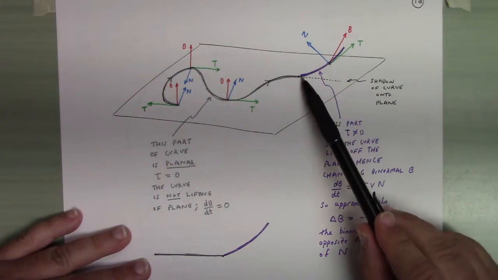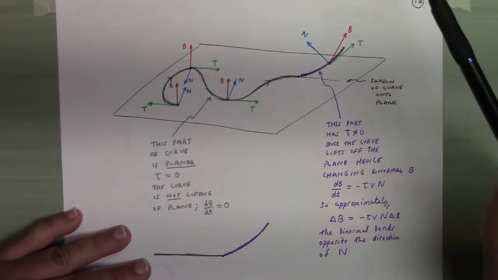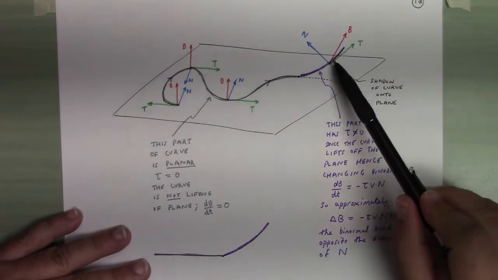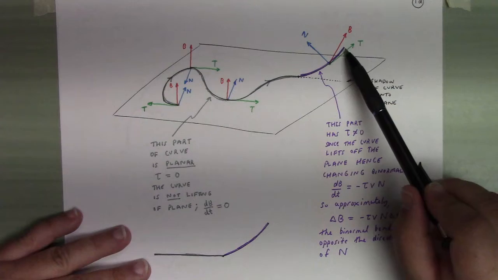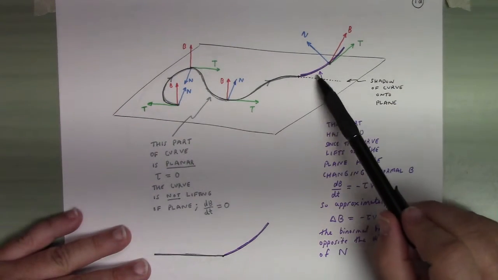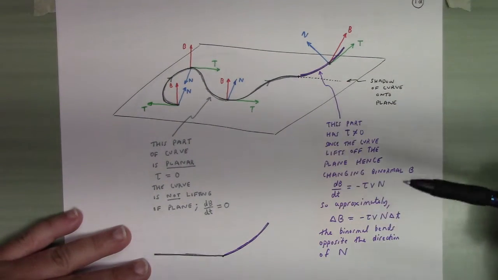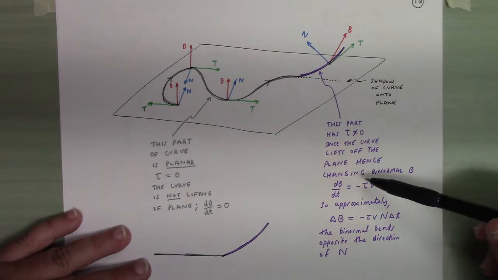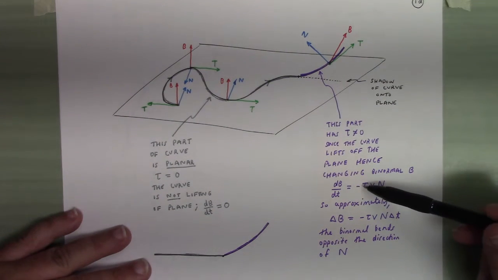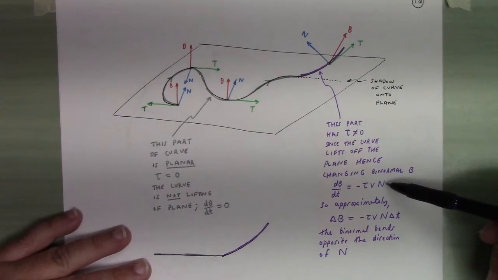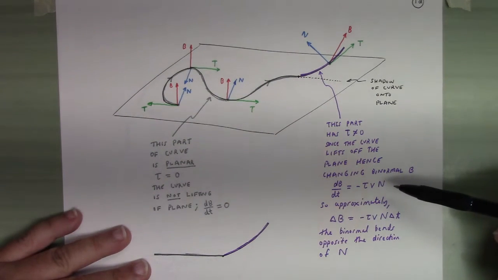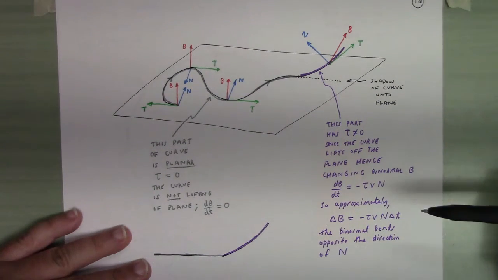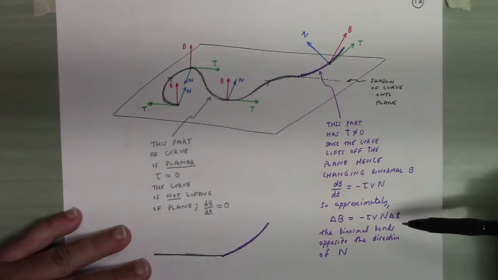So on the other hand, in this part, I let the curve lift up off the plane. At that point, the purple part of the curve and the transition into the purple part of the curve, where it's lifting, there the torsion's non-zero. And this Frenet equation says that the change in the binormal is going to be in the minus direction of the normal at that point. So the binormal lifts up into the negative normal direction. That's the change in the binormal.